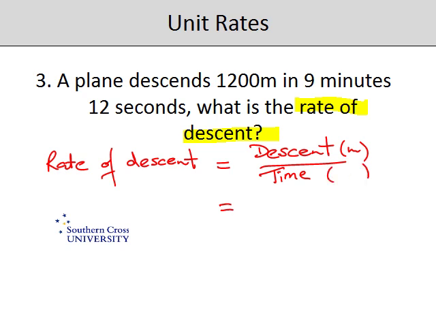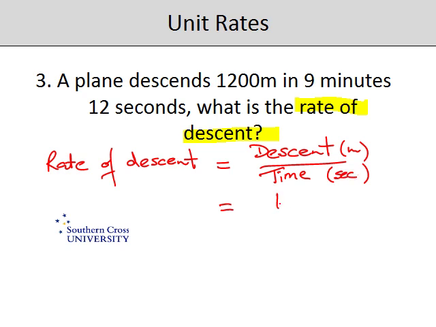What units do we use for time here? We could use minutes or we could use seconds. We could make this 12 seconds into a decimal part of a minute, or we could take the 9 minutes and convert it into seconds. Metres, we've got descent in metres. If we have our time in seconds, that would make our units metres per second, and that's a fairly conventional unit. It's much more conventional than metres per minute. So let's put our time in seconds.